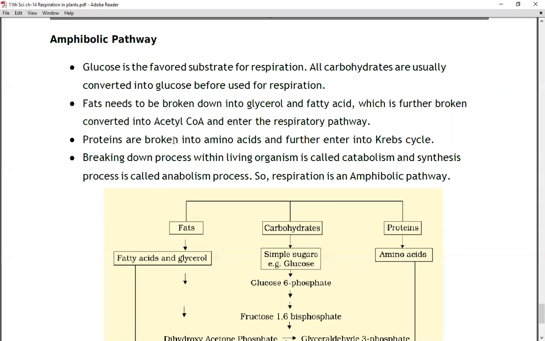So the breaking down process within a living organism is called catabolism, and the synthesis process is called anabolism. So whenever the breakdown of a complex molecule is taking place, that is catabolism, and when a complex molecule is being produced by the combination of simpler molecules, then it is known as anabolism. Hence, the respiration can be said to be an amphibolic pathway because it is carrying out two things. First is the catabolism and second is the anabolism.